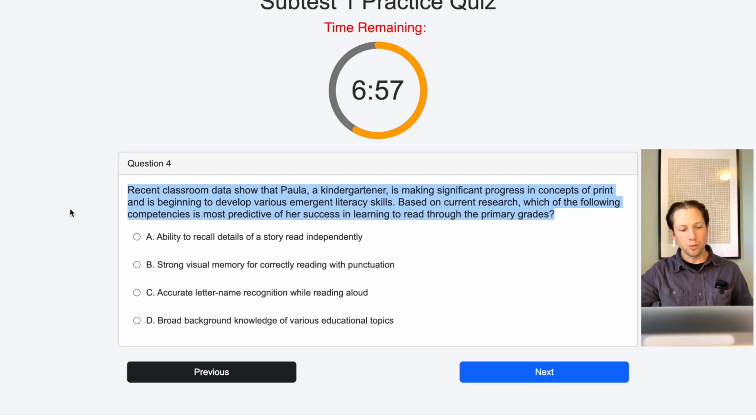which reads, recent classroom data show that Paula, a kindergartner, is making significant progress in concepts of print and is beginning to develop various emergent literacy skills. Based on current research, which of the following competencies is most predictive of her success in learning to read through the primary grades? Take a moment here, pause the video if you would like, read answer options A through D while I do it as well, and then let's come back to talk about the best solution.